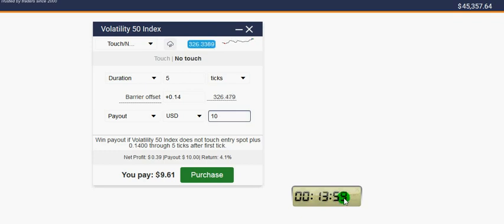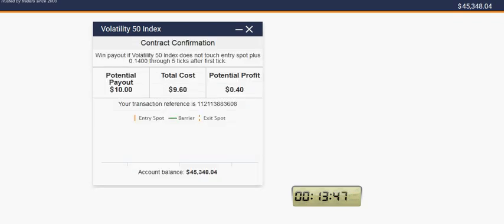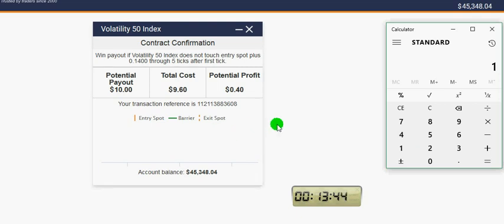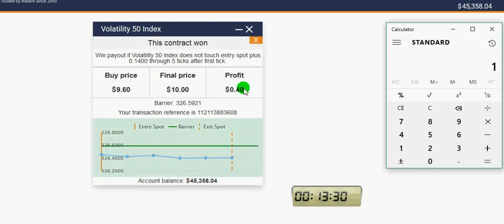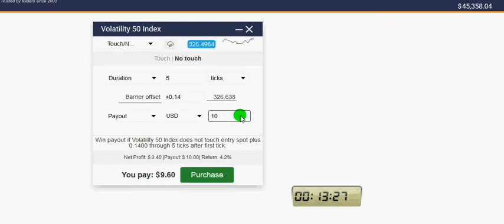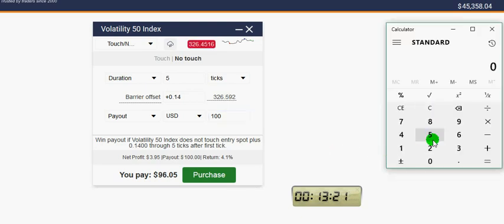Let's start now. 1, 2, 3, 4, 5, 6, 7, 8, 9, 10, 11, 12. So I click on purchase. So that's our first trade. Okay, so we want 0.40 there. So I'm going to take high right now. So we're going for our second trade. That's trade number 2. So we're going to count again.